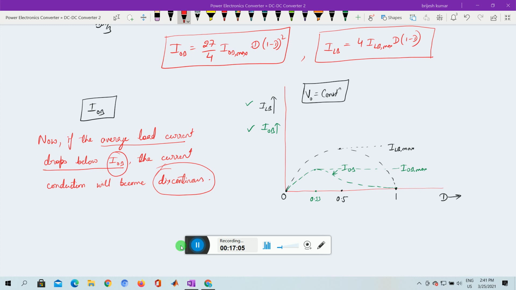In the next video, we will go for the discontinuous conduction mode, and we will see how to evaluate the discontinuous time in the off time, and how to manage the switching on and off times in the discontinuous mode.